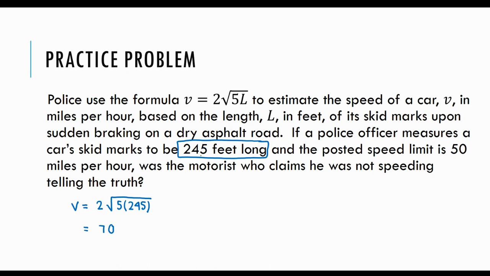So that tells us because the skid marks were 245 feet long, the motorist was going 70 miles per hour. And because the posted speed limit is 50 miles per hour, the motorist is lying. He was speeding. So the question says, was the motorist who claims he was not speeding telling the truth? And the answer is no.